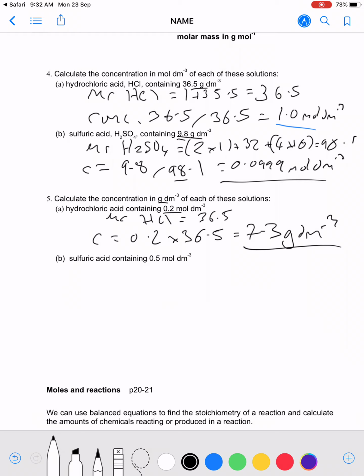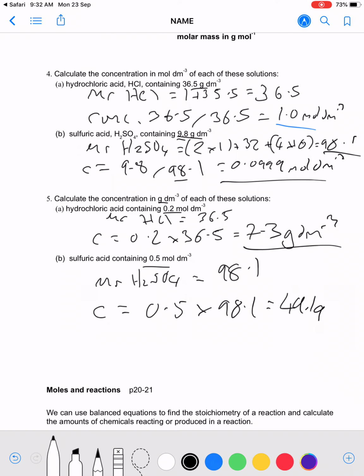Work out the concentration in grams per decimeter cubed of a sulfuric acid solution containing 0.5 moles per decimeter cubed. Where do we begin? Well, the MR of H2SO4 was 98.1. Where are we? Up here. It's still 98.1. So C is going to equal the 0.5 times 98.1. So it's half a mole, which equals 49.1 grams per decimeter cubed.